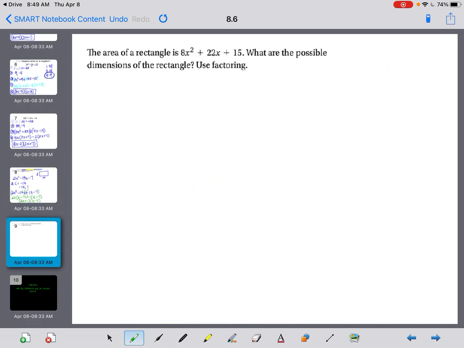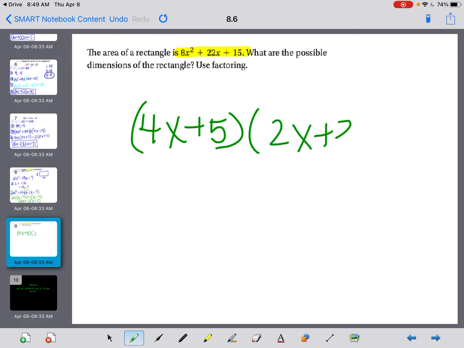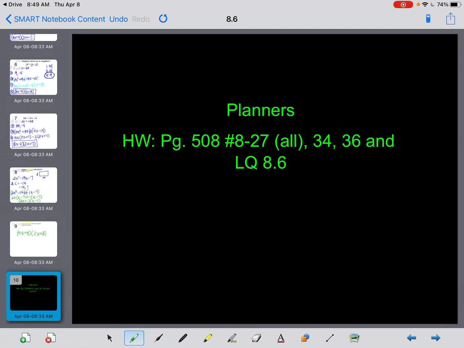All right, last one. Try this one on your own. See if you can factor 8x squared plus 22x plus 15. Come back and check your answer with me. All right, your final answer for this one should have been 4x plus 5 times 2x plus 3. And that's the end of part 1 of 8-6.